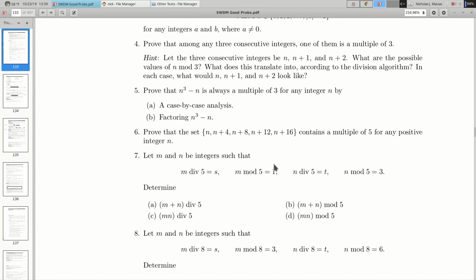And you can use that in a lot of cases. So in the set n, n plus 4, n plus 8, n plus 12, n plus 16, at least one of those is guaranteed to be a multiple of 5. Same thing: work mod 5, break out 5 possible cases, and you'll see that exactly one of these is congruent to 0 mod 5.